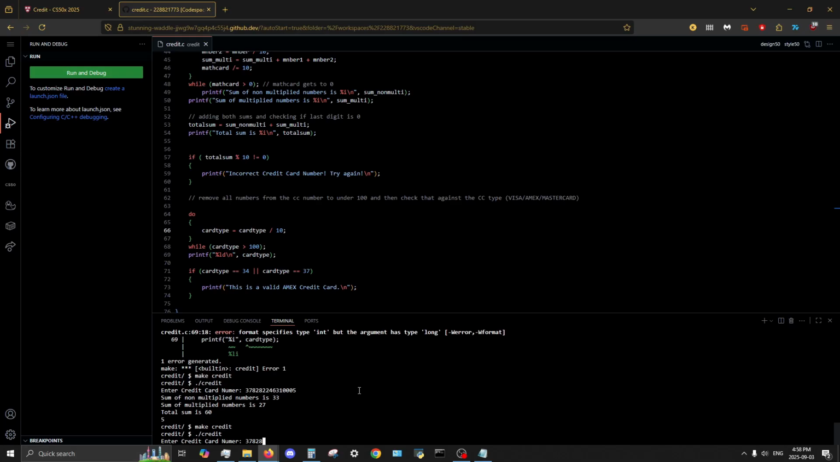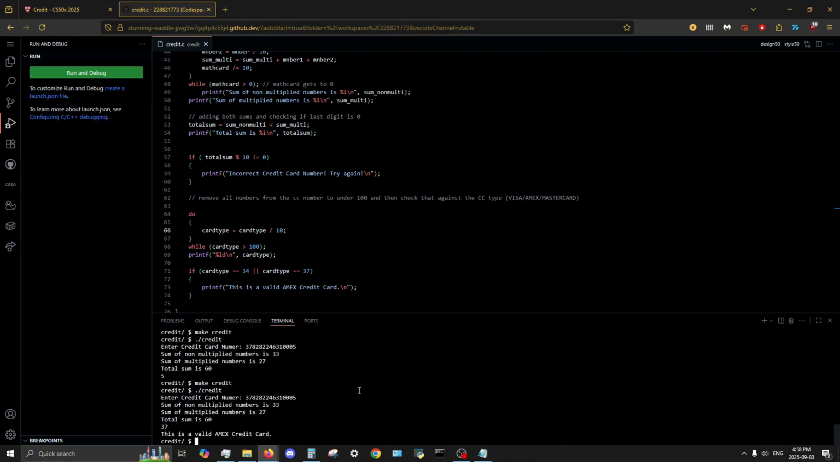3782822463100005. Okay, so it's divided by 10, it's not 10%. Alright, so I'm getting 37 now. It says this is a valid Amex credit card. Let's go. It fucking works. It works. The fuck is that noise?